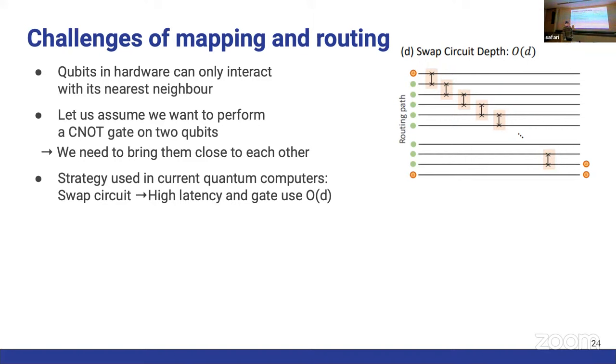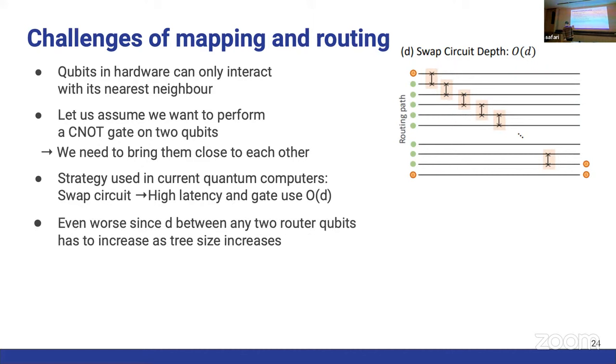However, the latency is pretty bad. It's O(D), which refers to the distance between the qubits, measured in the number of qubits between those two. This is even worse than it seems at first glance, since as the tree size increases, which we are storing in the memory, the distance of those two router qubits actually increases exponentially. That means that by performing those swap circuits over and over, we completely lose whatever we want on the query latency with the router-based quantum random access memory architecture.